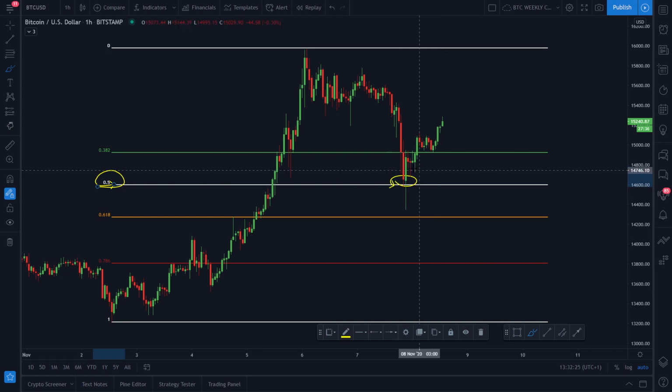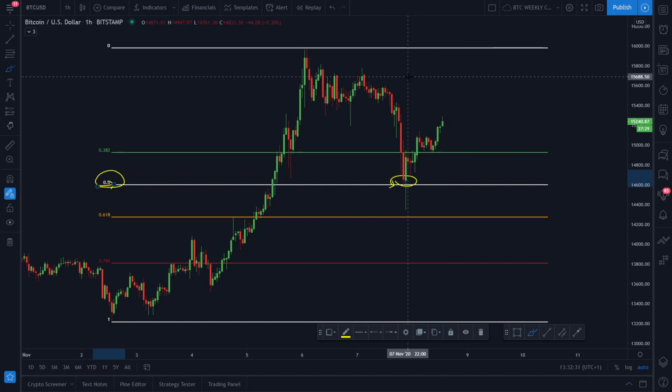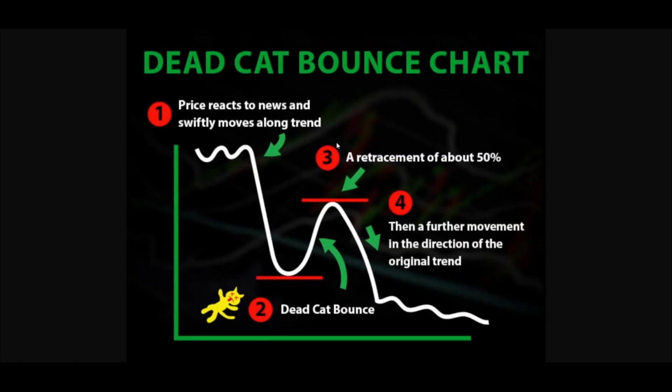Now we have a lot of support at this current stage, but is this pullback actually a real pullback? For that, what I actually want to show you guys is a dead cat bounce scenario. If we look at this dead cat bounce chart guys, this scenario could be panning out right now for Bitcoin price action.